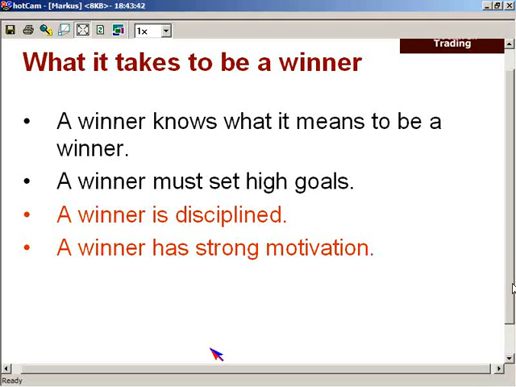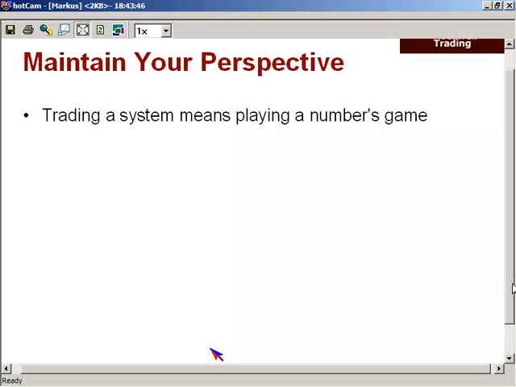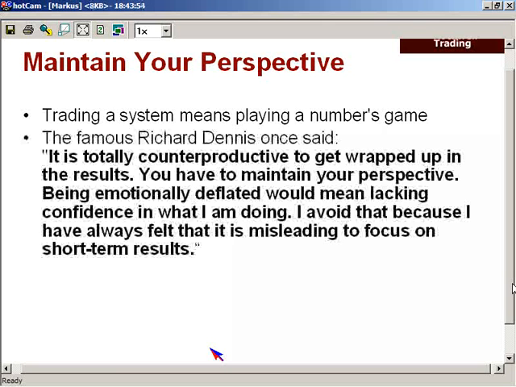Write this down because it couldn't be more true for trading. You might want to print this out and hang it on your wall. And always, always maintain your perspective. Trading a system, trading a strategy, trading in general means that you are playing a numbers game. You might have heard about the famous Richard Dennis, the original turtle trader, and he once said in the book Market Wizards, interviews of top traders that Jack Schwager wrote, it is totally counterproductive to get wrapped up in the results. You have to maintain your perspective.